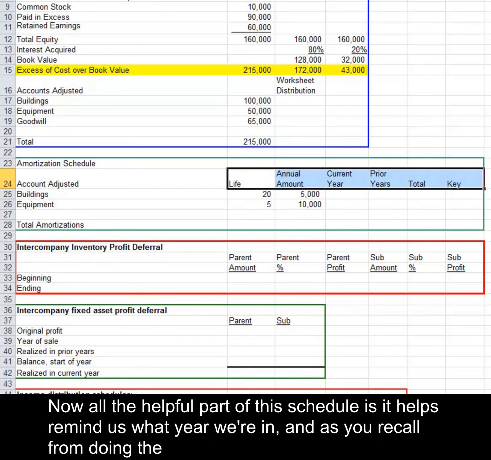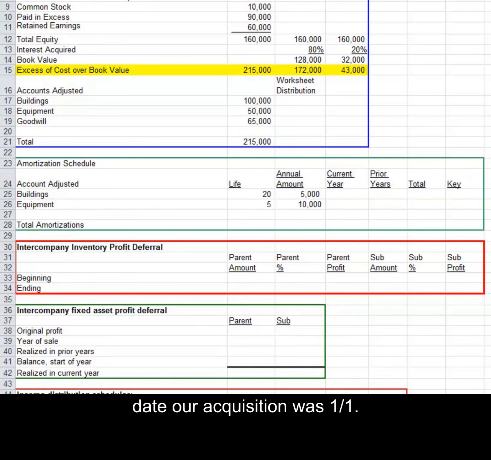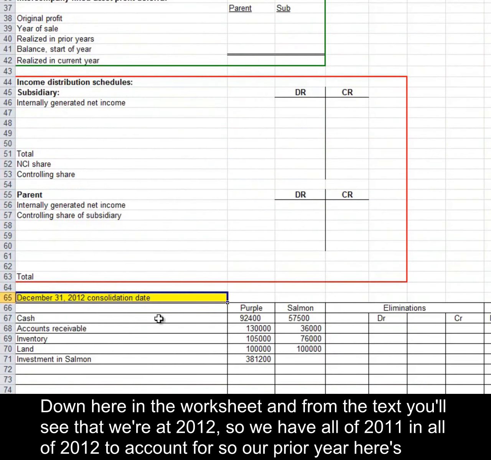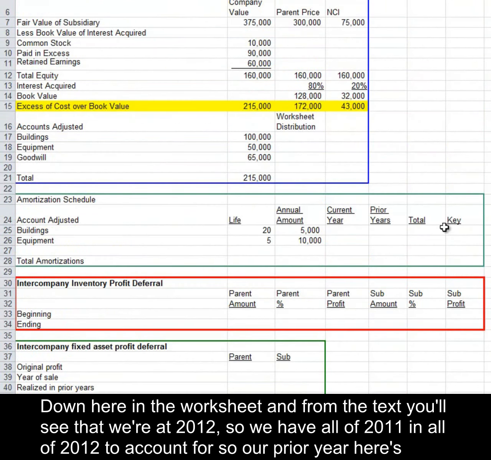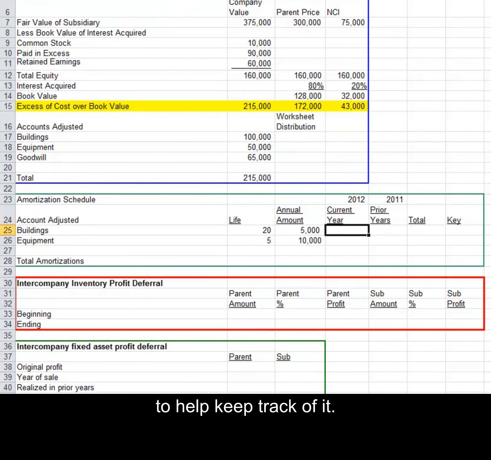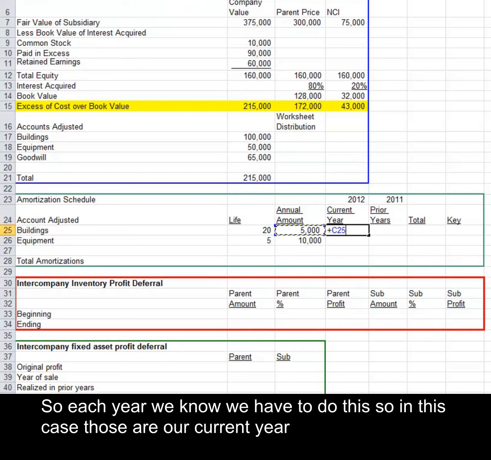Now the helpful part of this schedule is it helps remind us what year we're in. And as you recall from doing the date, our acquisition was 1/1 down here on the worksheet, and from the text you'll see that we're at 2012. So we had all of 2011 and all of 2012 to account for. So our prior year here is 2011, current year 2012. Again, if that helps, go ahead, put it in to help keep track of it. So each year we know we have to do this.